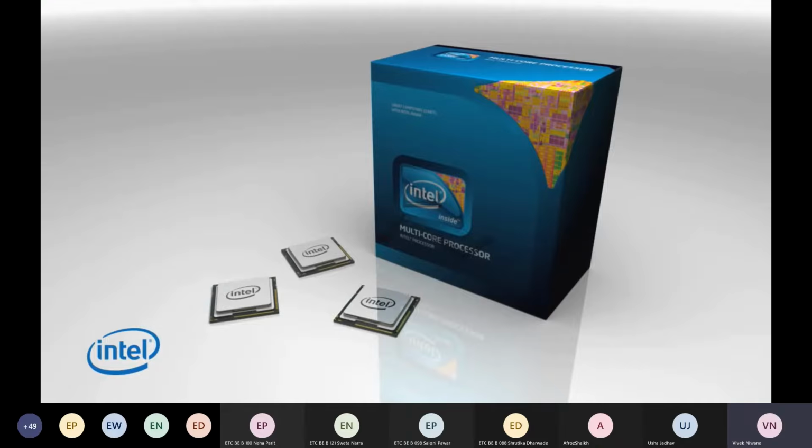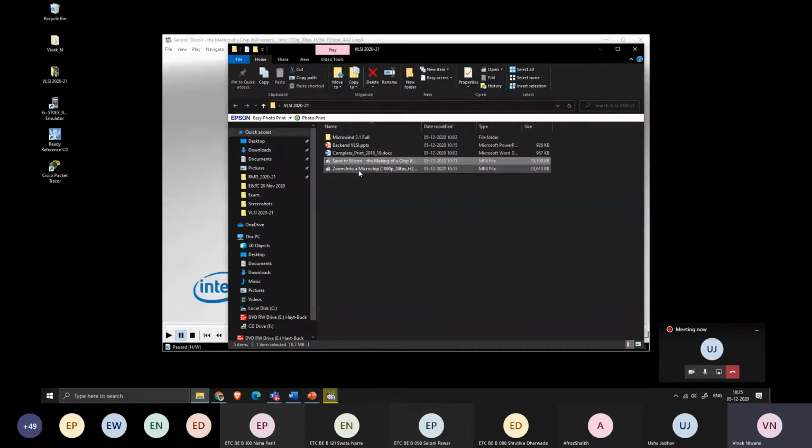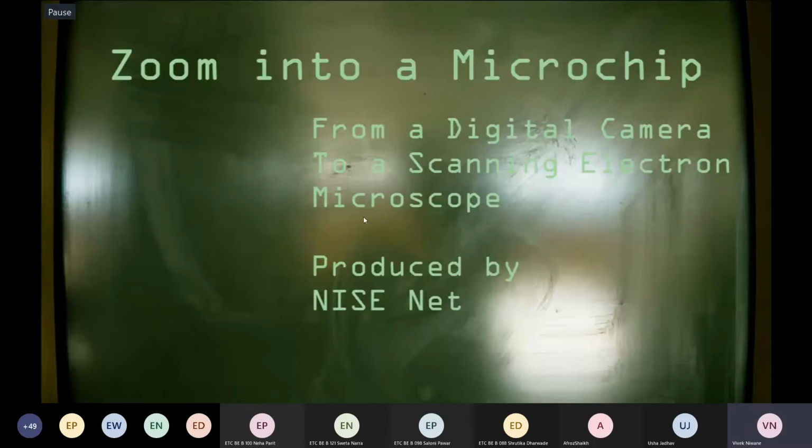Okay, now let us move to the next video, and we will see how our processor looks from inside. The title says zoom into a microchip processor. Let us say this is a very old processor, but it gives very good insight. Let us see.